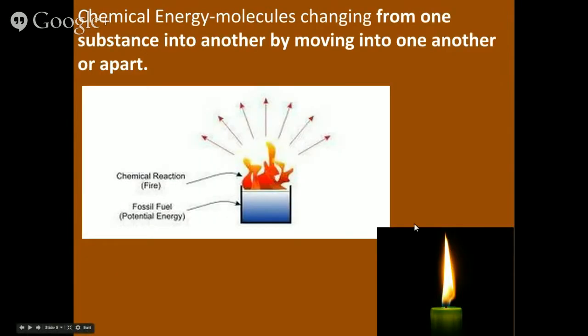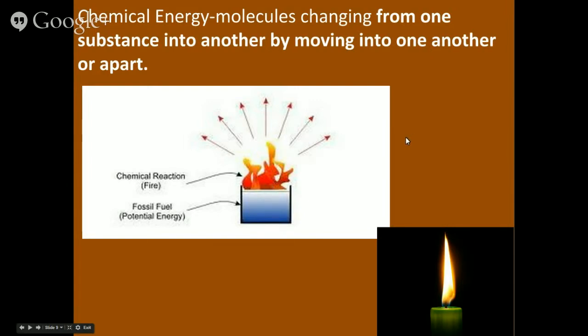Finally, chemical energy. Chemical energy is when molecules change from one form to another by bumping into each other or moving apart. So again, the molecules need to be doing work. They're moving, and that requires energy. In this case, it's chemical energy. So fire is the perfect example of a chemical reaction. That is energy, but it's considered chemical energy. So fossil fuels come from biological energy because they came from living things. So we convert biological energy into chemical energy, which often is converted into heat energy.